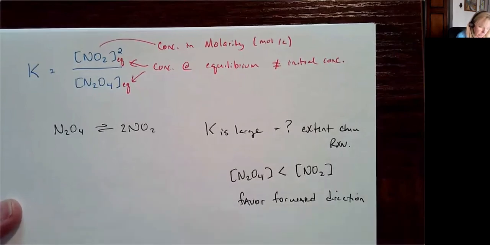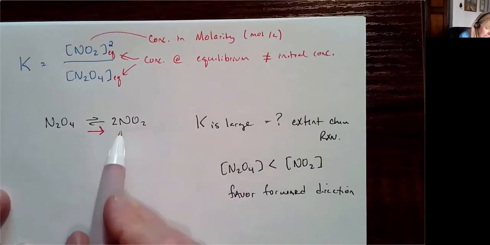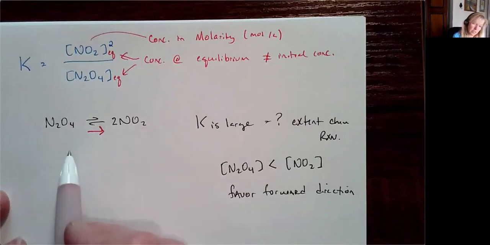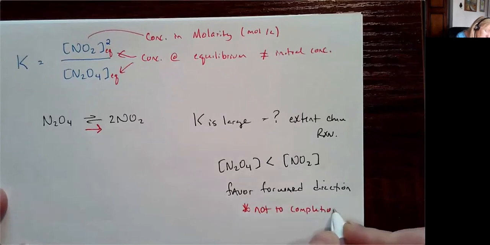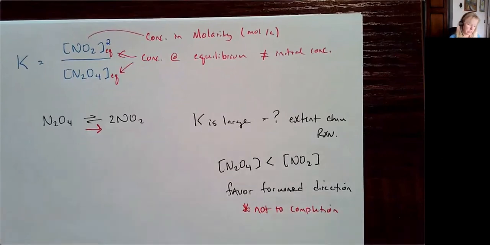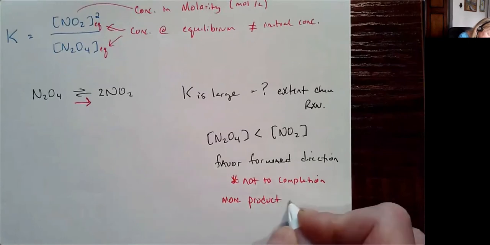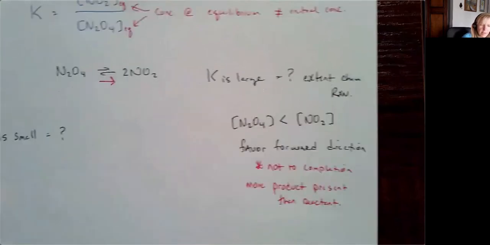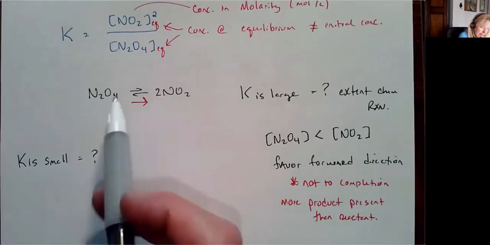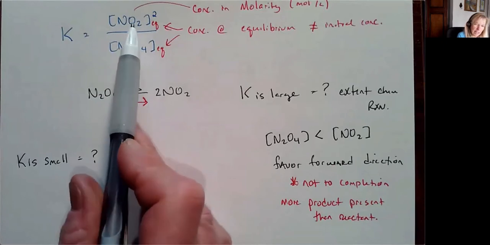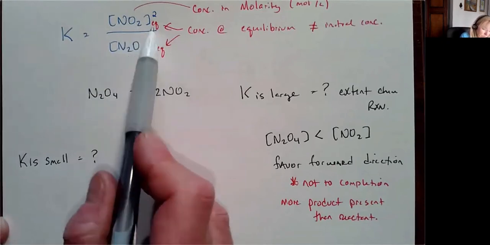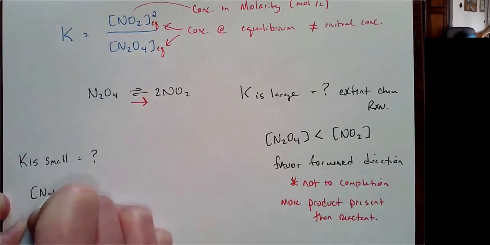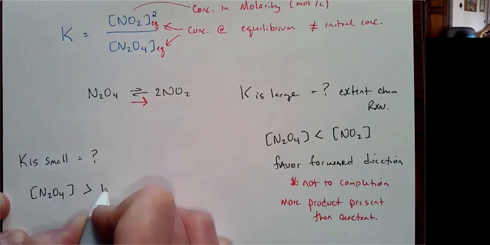So if K is large, I'm going to favor this direction, meaning that the majority of my reactants have gone to product, but not all of it. So it hasn't gone to completion, but rather it's favoring that forward direction. So there'll be more product present than reactant. Now, if K is small, I have the opposite. What that means is that I have more of my reactant than I have of my product, and so this fraction here is going to be small. So if K is small, then N2O4 is going to be greater than NO2.